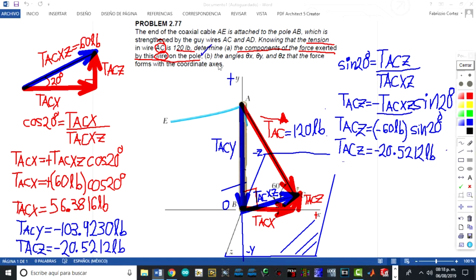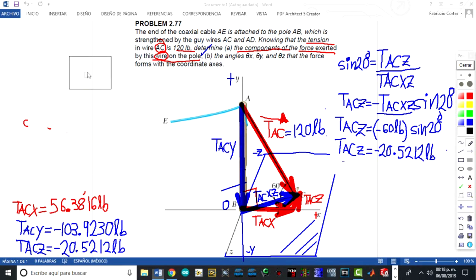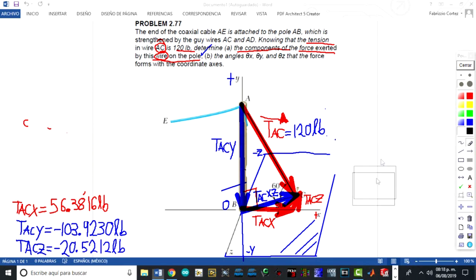So, we finish this part. Exercise B asks us to calculate the angles theta X, theta Y, and theta Z that the force forms with the coordinate axes. To do exercise B, we need to know the theory about directional cosines. We're going to discuss it. Let me erase this part. We don't need this part, just the value of those components. I'm going to write it right here, and I'm going to erase that.